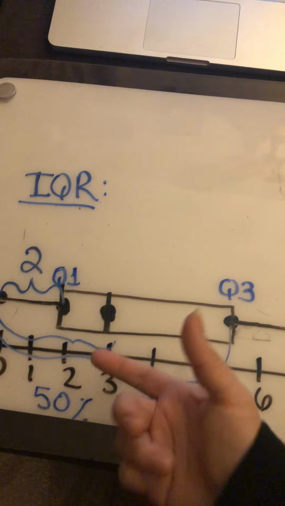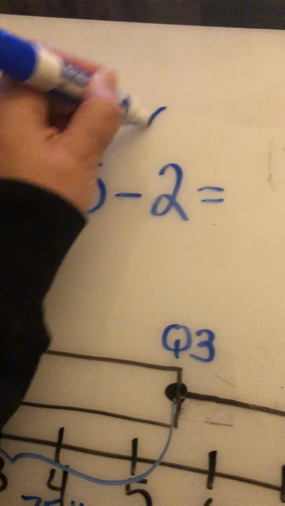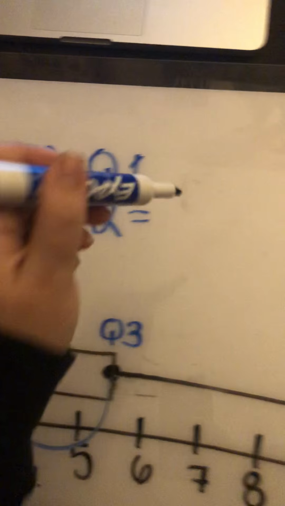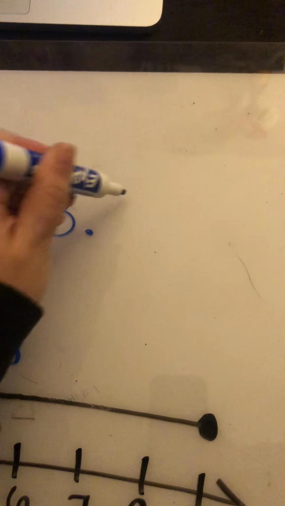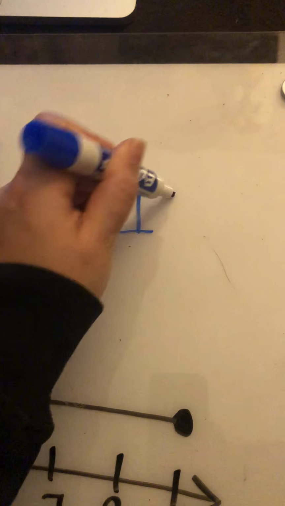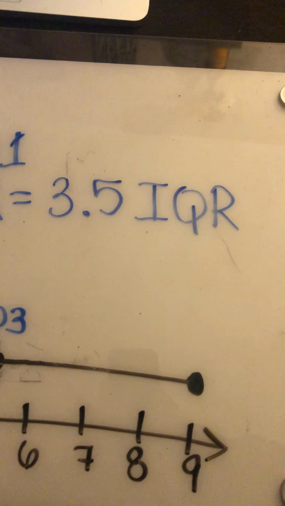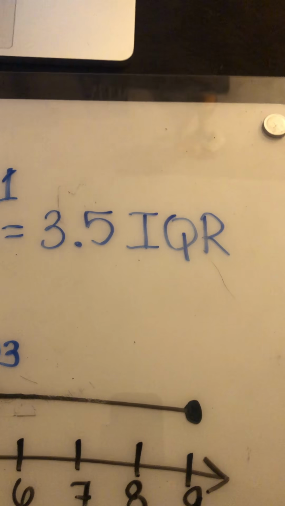So we're going to do quartile 3, which was 5.5, minus quartile 1, which is 2. So that was quartile 3 minus quartile 1. And 5.5 minus 2 is going to give us 3.5. And we call this our IQR. Okay, and that is everything you need to know about box plots.